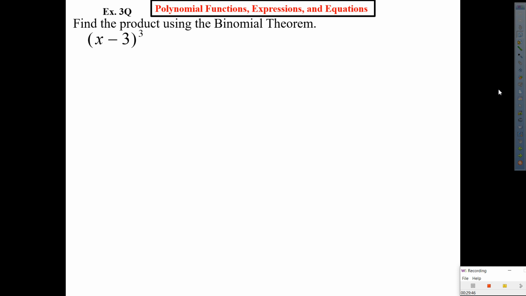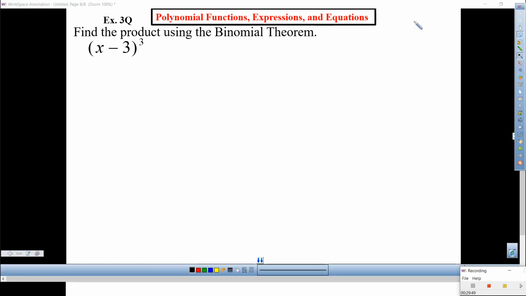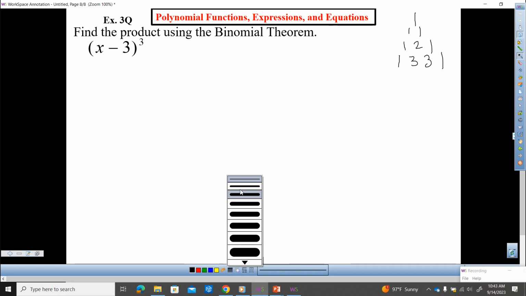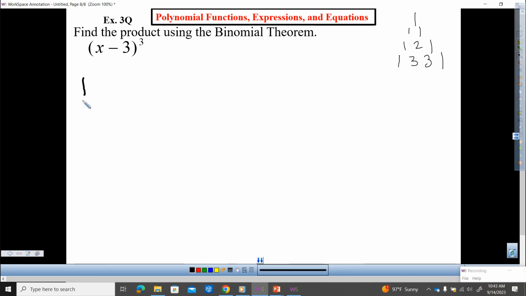So as you're working, I build my Pascal triangle. 1, 1, 1, 1, 2, 1, 1, 3, 3, 1, and I stop because I see a 3. All right? So how many terms is this going to have? 1, 2, 3, 4 terms. So I start with 1 space plus 3 space, plus 3, space, plus 1.